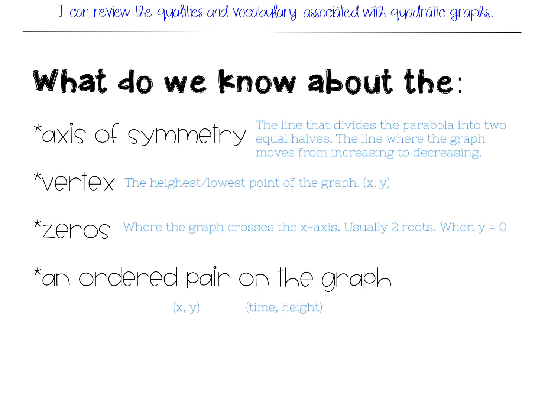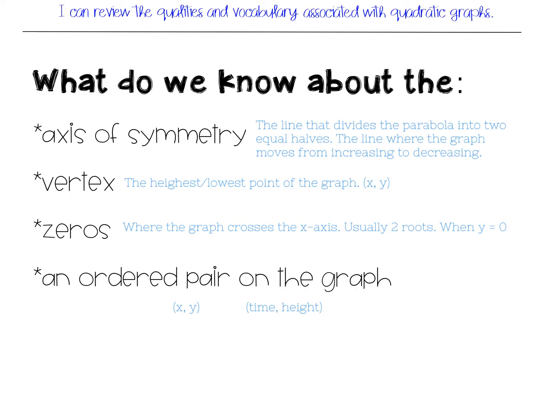Alright, so hopefully you were able to talk about the axis of symmetry being the line that divides the parabola into 2 equal halves. It's also the line where the graph moves from increasing to decreasing because the vertex is on it. So as it's going up, the vertex, which is on that line of symmetry, is where it shifts from increasing to then going back down. Or if it were a minimum, decreasing and then increasing.